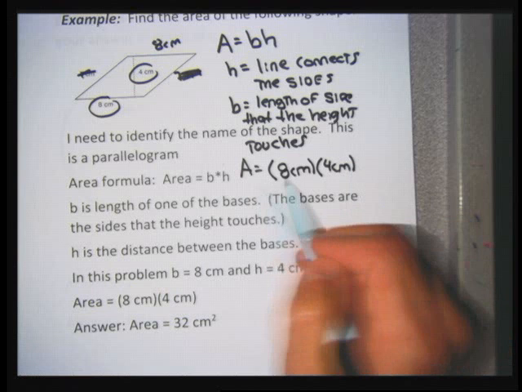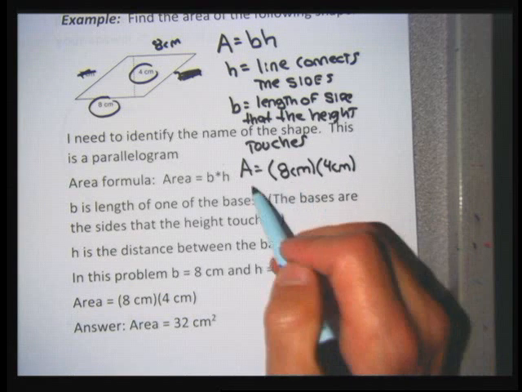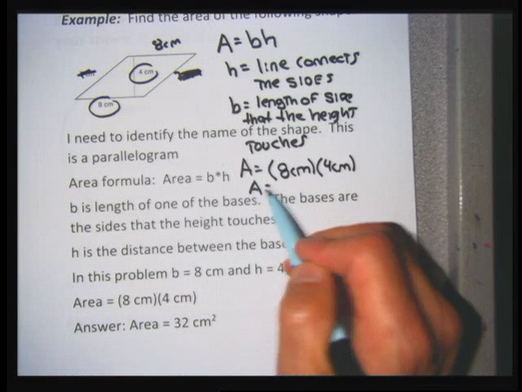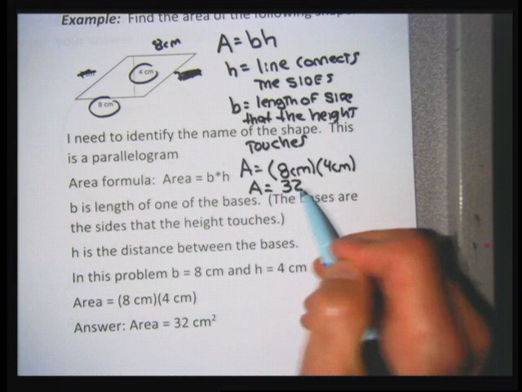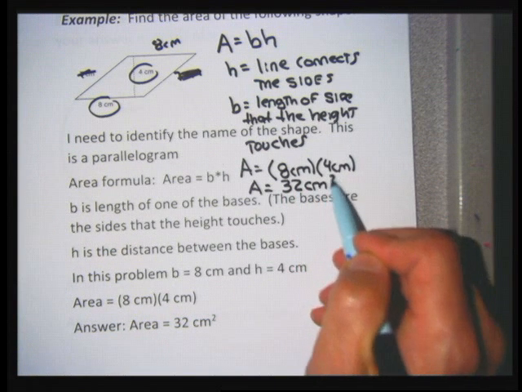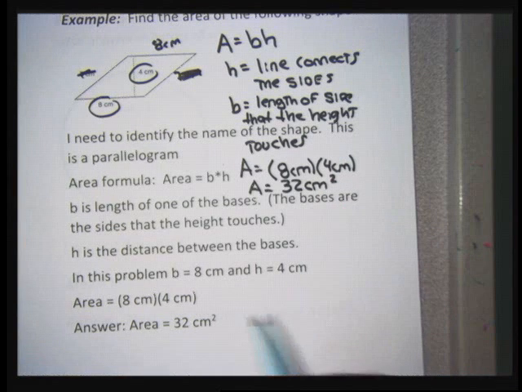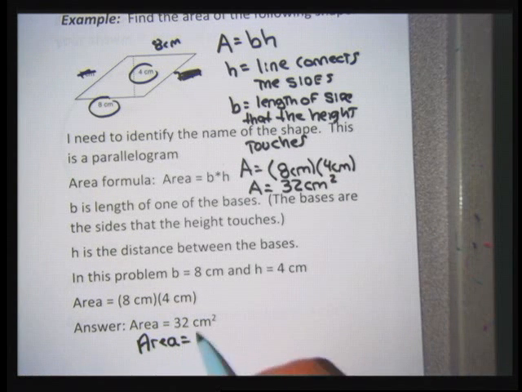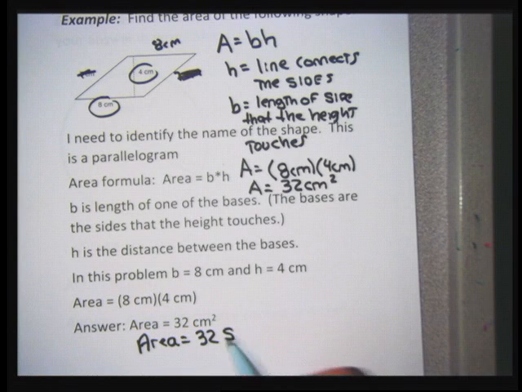When you multiply units, you get square units. When I multiply 8 times 4, I get 32. So my answer for this is the area is going to be 32 centimeters squared. I could write the area equals 32 square centimeters in words as well.